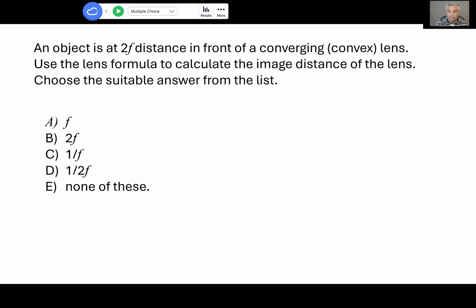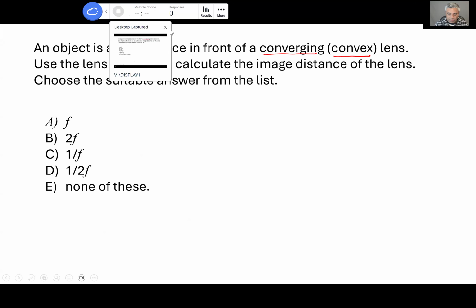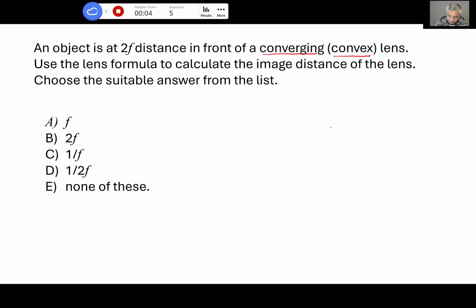And here is a question for you. Okay. So this is a converging or convex lens. That means the focal length is positive. So with that, I'll let you work on this. If you forgot your formula, you can write something like that. It does not have to be in a particular order. Oh, looks like there is a formula here.